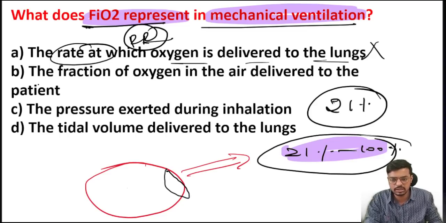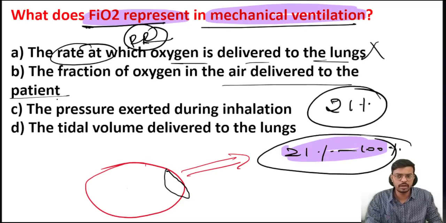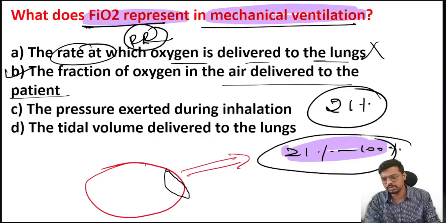Option B is telling the fraction of oxygen in the air delivered to the patient. Yes. Among the total air we deliver to the patient, how much part is oxygen. So that is the correct answer. Option B is the correct answer.